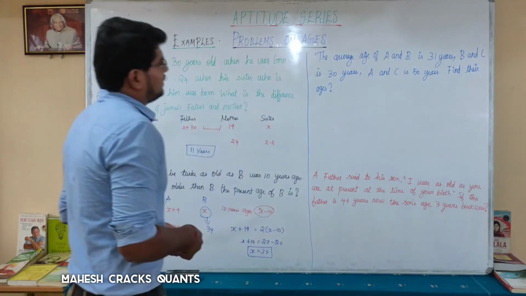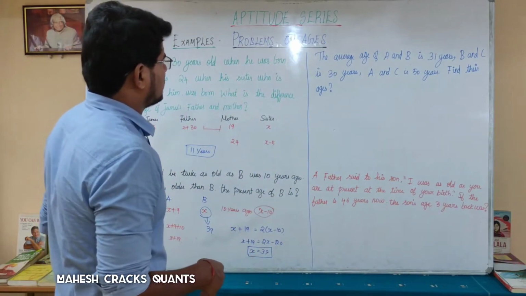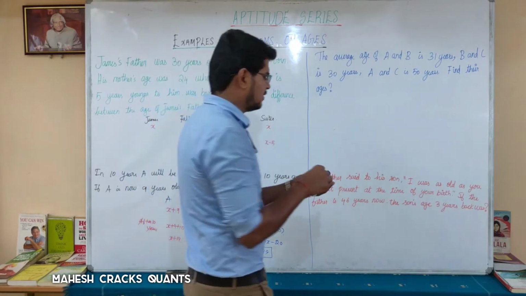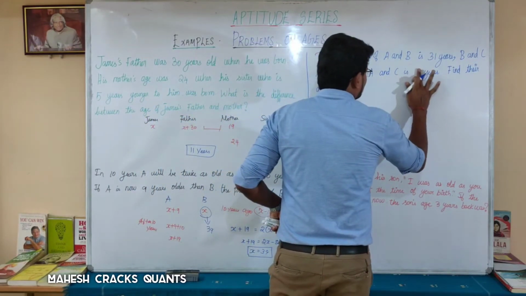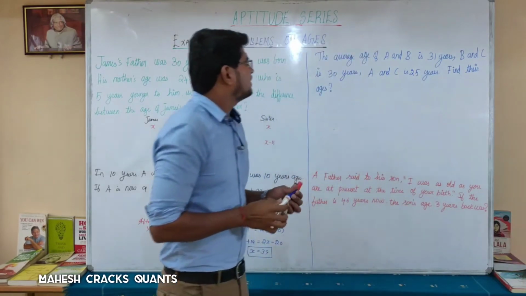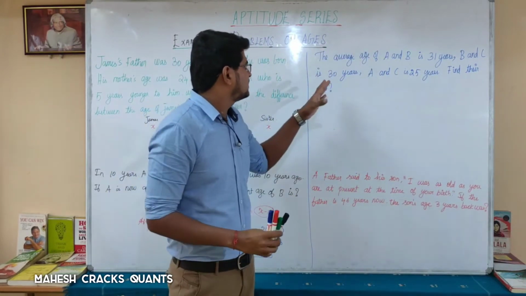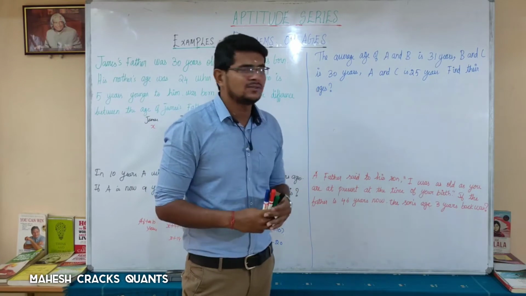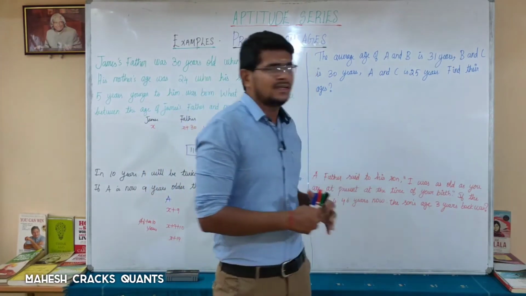Find their ages. I guess the question is wrong, so I'll change that. A and C is 25 years. Okay. The average age of A and B is 31 years, B and C is 30 years, and A and C is 25 years. Find their ages.